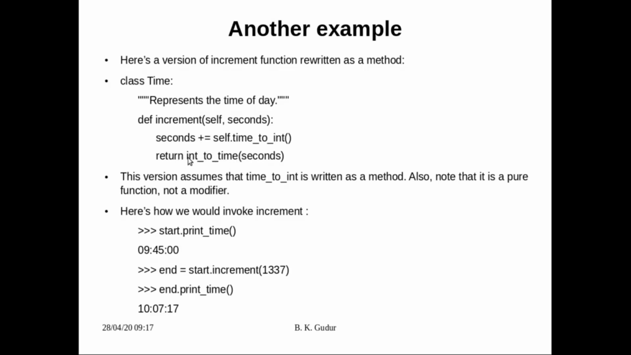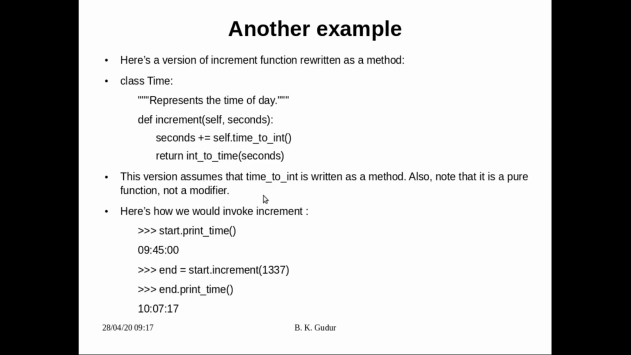And remember, here we have called int_to_time as a normal function, because in the int_to_time function we have discussed, there are no objects. Means no objects are there as a parameter. Because of that, we cannot convert int_to_time into a method. It will remain as a function itself. That we'll see a little later.